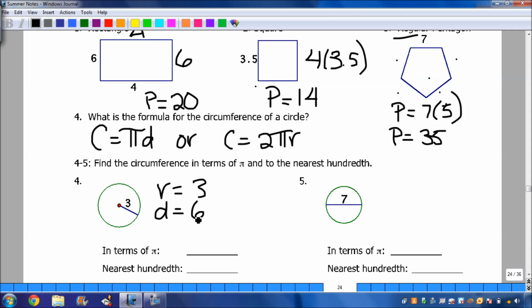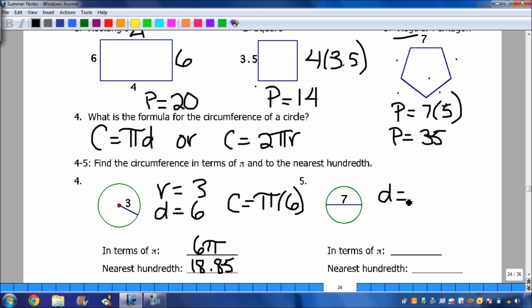So to find the circumference, I just do pi times d, pi times 6, so that means that the circumference is 6 pi. Just type that into your calculator to find out what it is rounded to the nearest hundredth, and that answer would be 18.85.